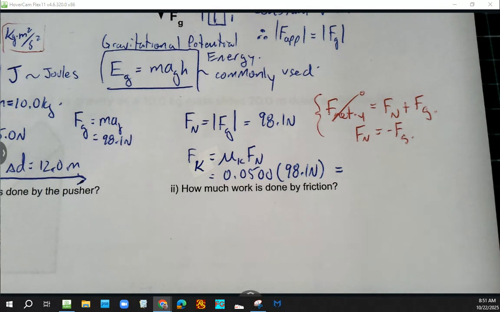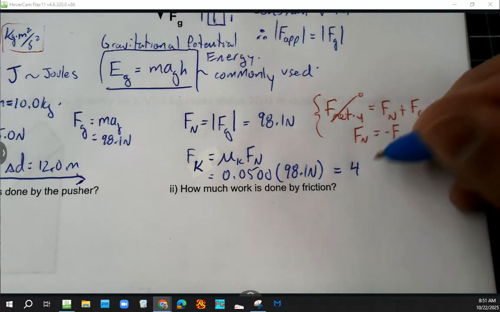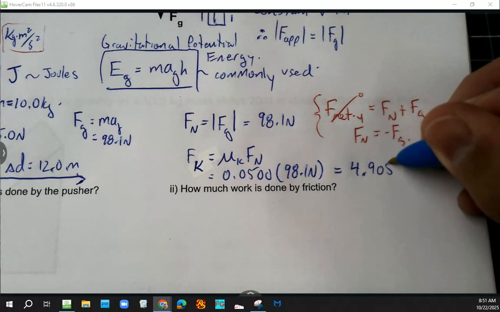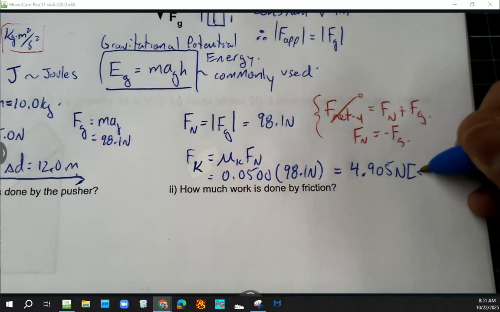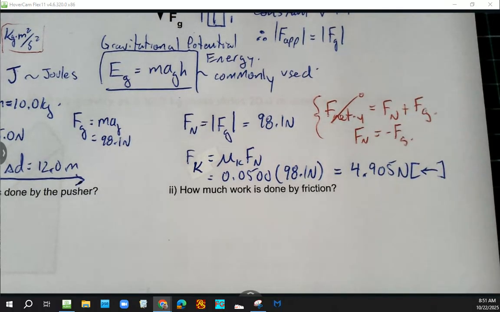Remember, it's going to be half of 98.1 and then move the decimal. Yeah? 4.905. Beautiful. 4.905 newtons. Now in this case, because of our diagram, we know that it's in that direction, right? So we don't have a reference frame explicitly, but it's in that direction. It's to the left, right? So if the applied force is to the right, then the friction force is to the left.